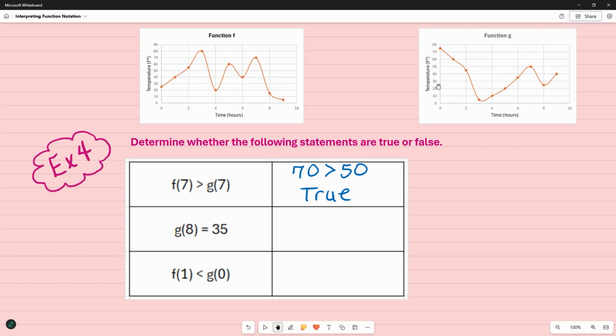This one is false. And then the last one, if I go to my f function where the x-axis is 1 and I'm looking for my output of f of 1, is that less than, so that's going to be 40, and I go up and I see my graph is at 75. Is this statement true or false? Well, this statement says that 40 is less than 75, so therefore it is true.